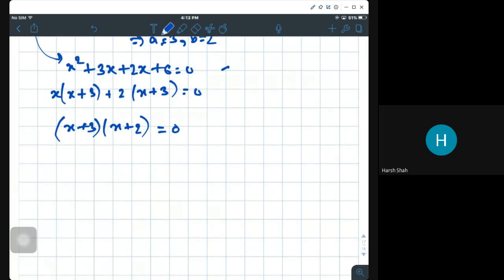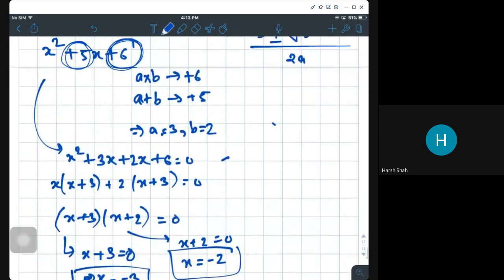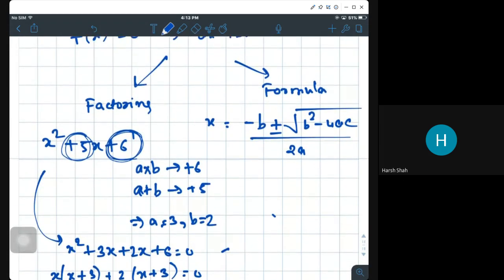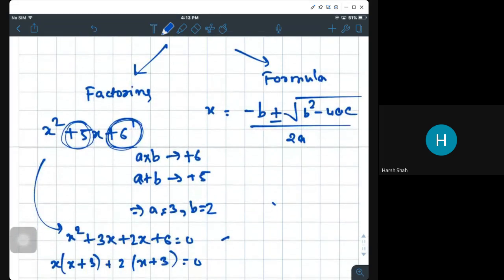Now if x plus 3 equal to 0, your x is minus 3, and if x plus 2 equal to 0, your x is minus 2, right? These are two ways by which you find the roots of this quadratic. Is this clear?